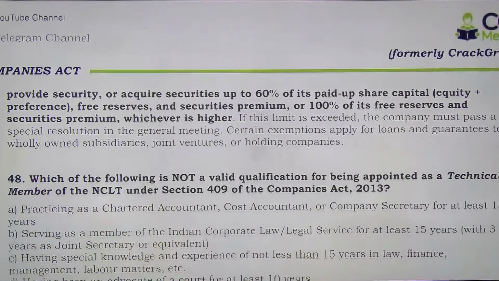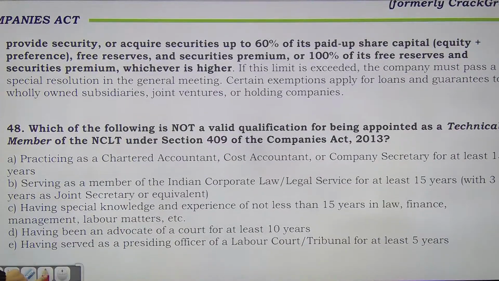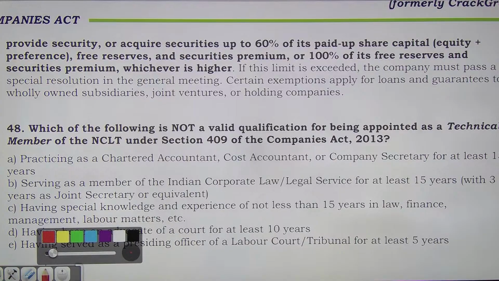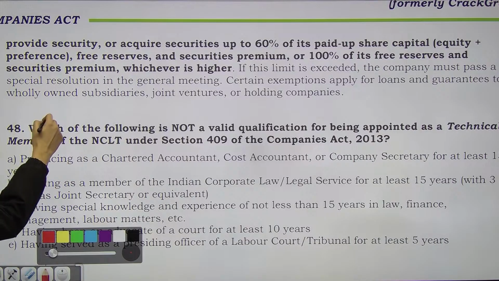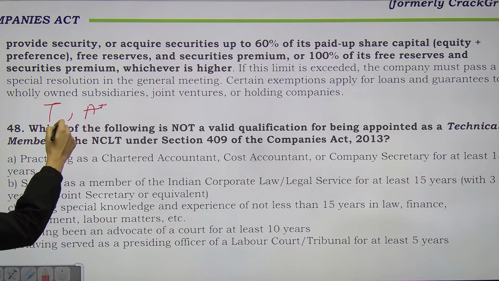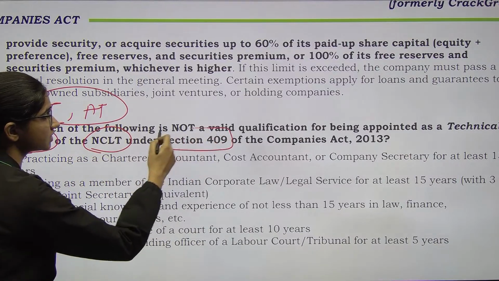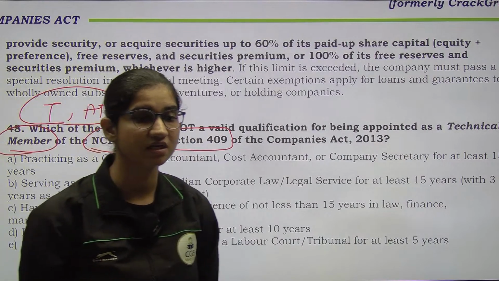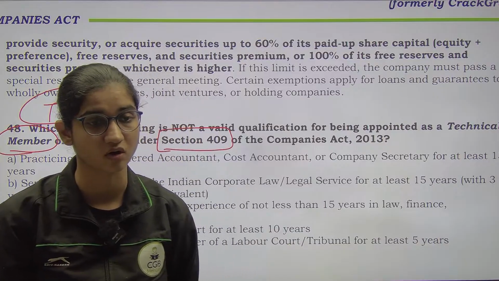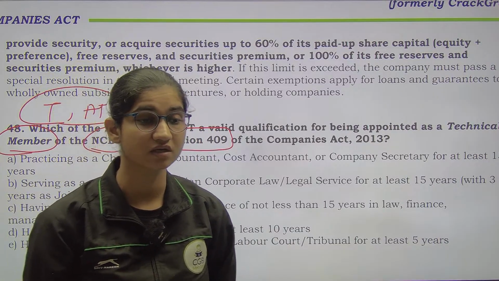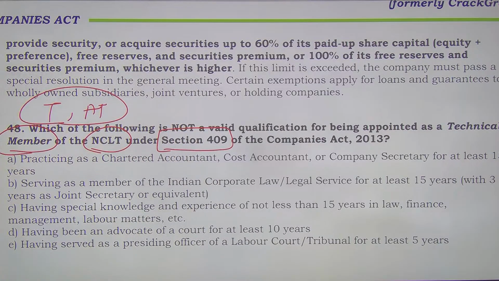Next question is question number 48. This question is now from the section number 27 which talks about the NCLT and NCLAT जो हमारा ट्रिब्यूनल है और जो हमारा appellate ट्रिब्यूनल है from that particular chapter. These questions are: which of the following is not a valid qualification for being appointed as a technical member. सिर्फ technical member का पूछ रहा है and also for which NCLT यानी कि ट्रिब्यूनल से रिलेटेड, राइट? And this has been given in section number 409. So please try to remember that eligibility criteria for the technical member, the president and the judicial member for the tribunal has been given in which section? In section number 409.